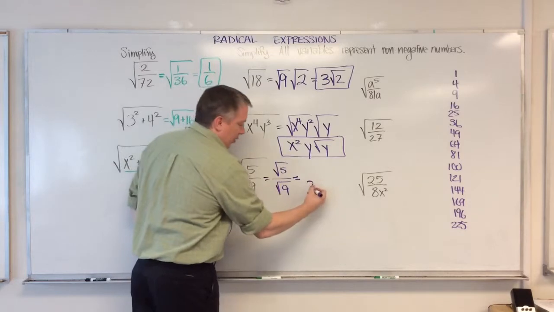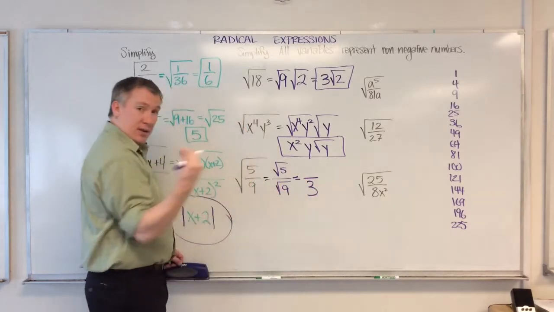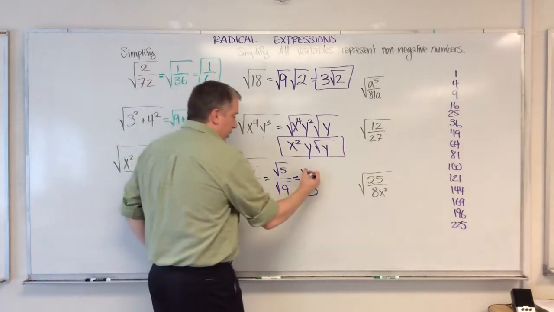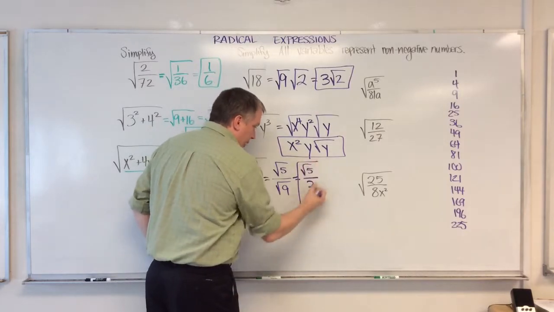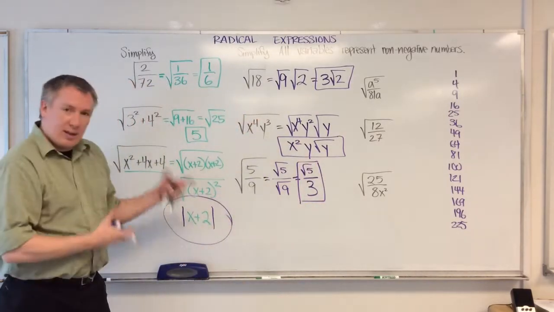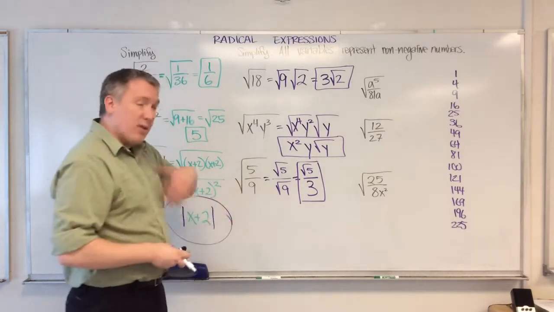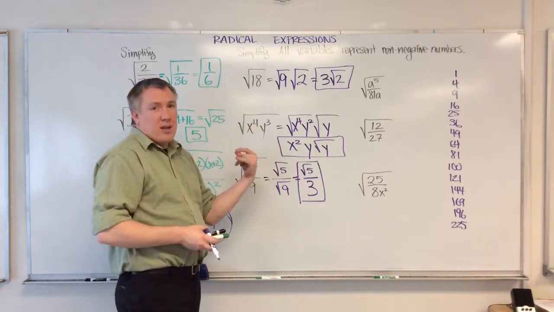The square root of 9 is 3. Again, notice how the square root disappears. And I can't do anything with the top, square root of 5. And that's my answer. Okay? So these seem sort of complex at first, but once it clicks, they're relatively simple problems.